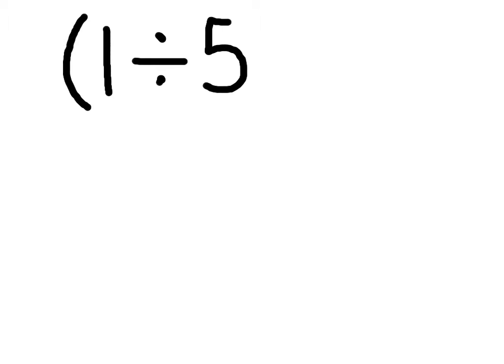So we're just doing some review of order of operations. What does number 18 say? Open bracket, open paren, 1 divided by 5, close paren, 5 times 14.